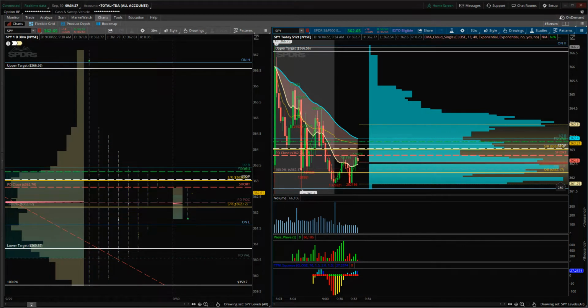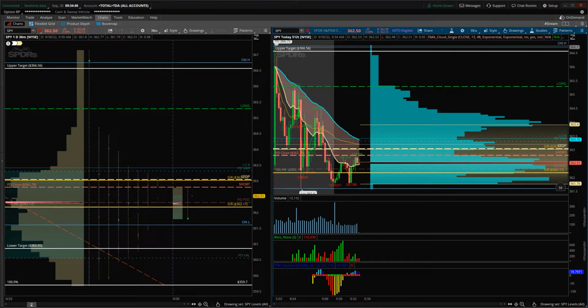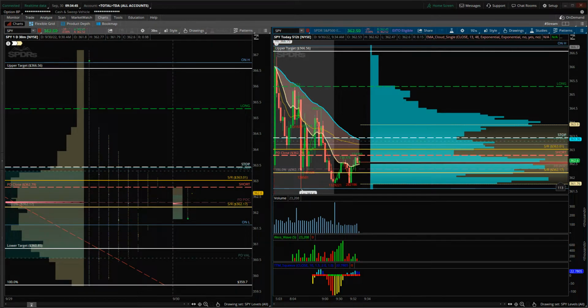Our long, short, and stop lines have actually moved and adjusted as well from some of the market activity. So let's adjust that to where our new levels are. Boom. Boom. Is that our short line? That is our short line. Awesome.